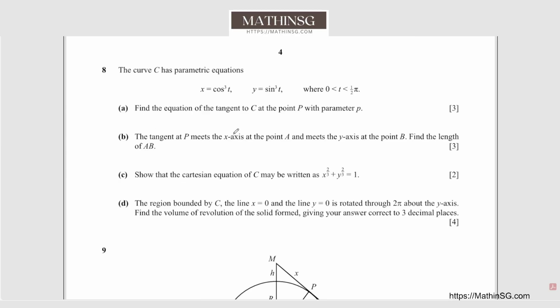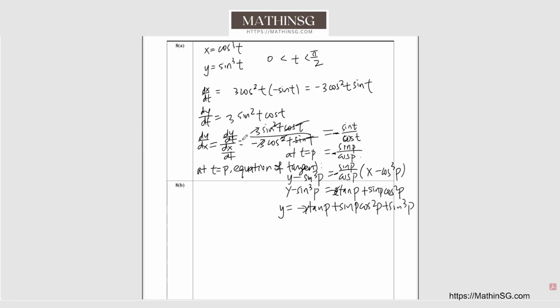The tangent at P meets the x-axis at point A and meets the y-axis at point B. Find the length of AB. So that means when it meets the x-axis, y is 0. When it meets the y-axis, x is 0. Okay, so let's do it.